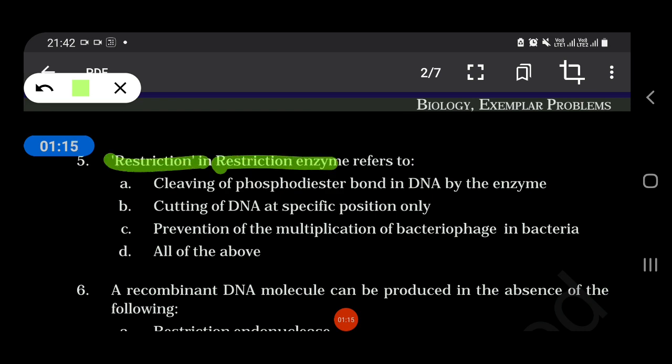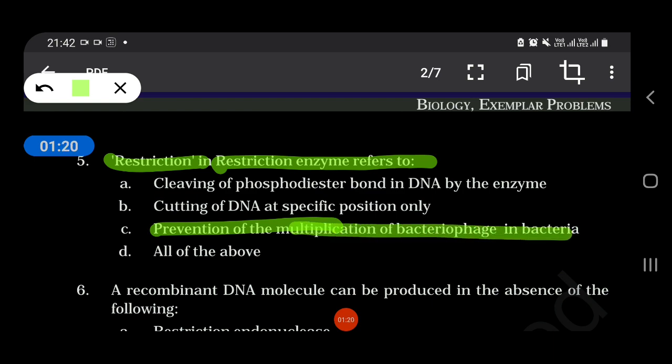Restriction in restriction enzyme refers to prevention of the multiplication of bacteriophage in bacteria.